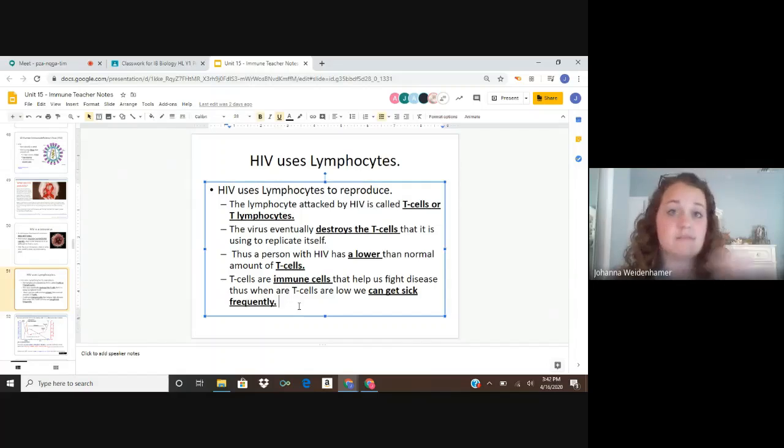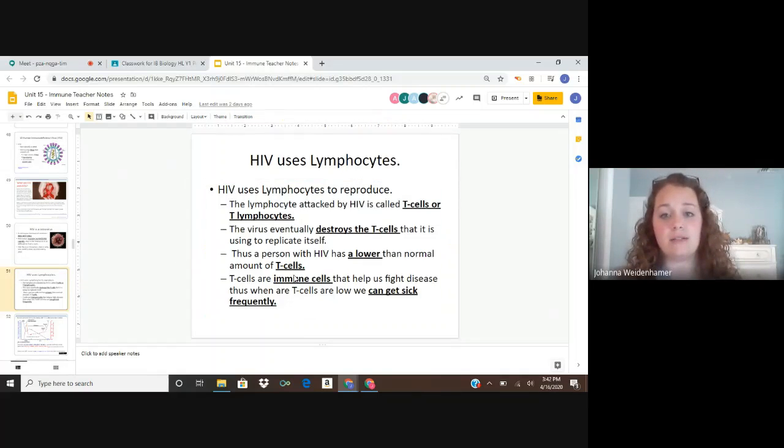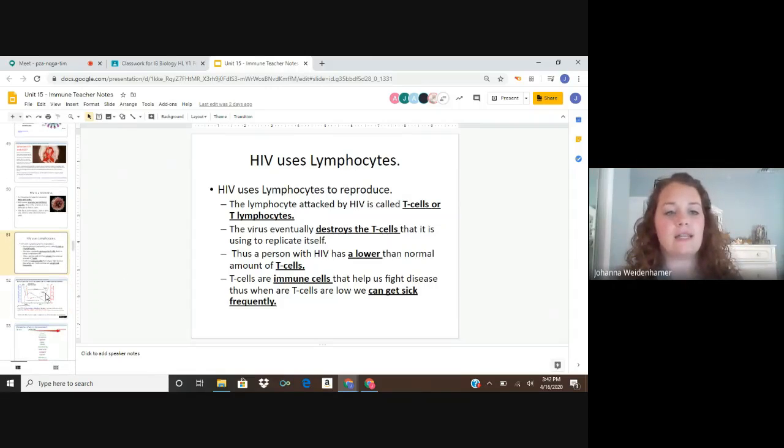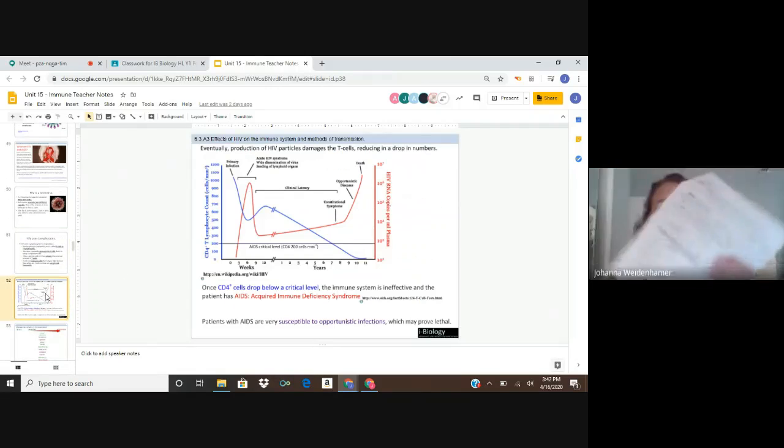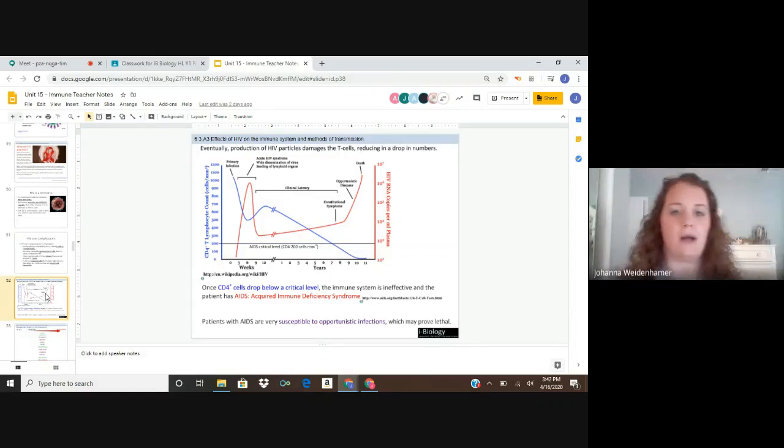T cells, as we know, are our immune cells and help us fight against diseases. So when the T cells are low, that means that the body could get sick frequently and could get sick quicker. So taking a look at the next slide, and this is the next slide on your student notes packet as well, just taking a look at this chart, it goes into what exactly is going on with HIV and what happens to the body when AIDS occurs.